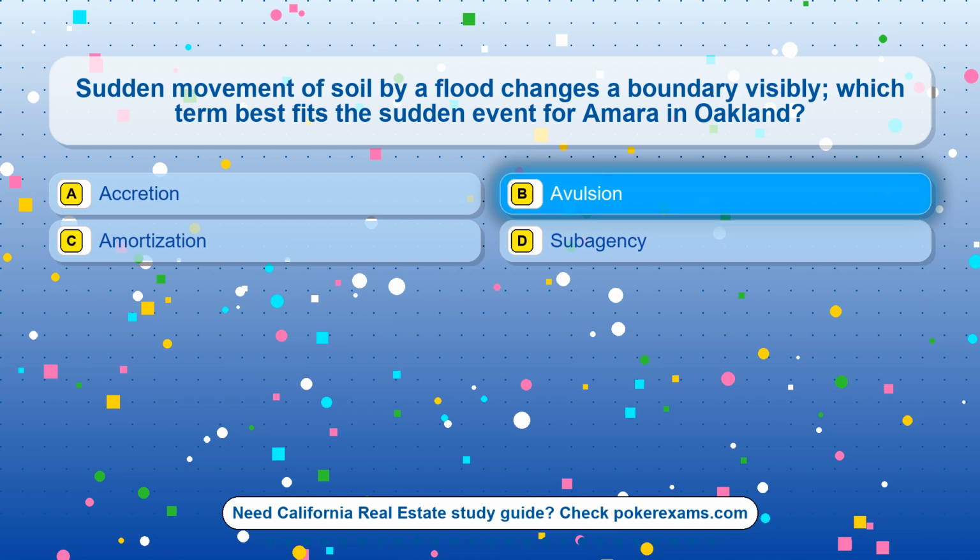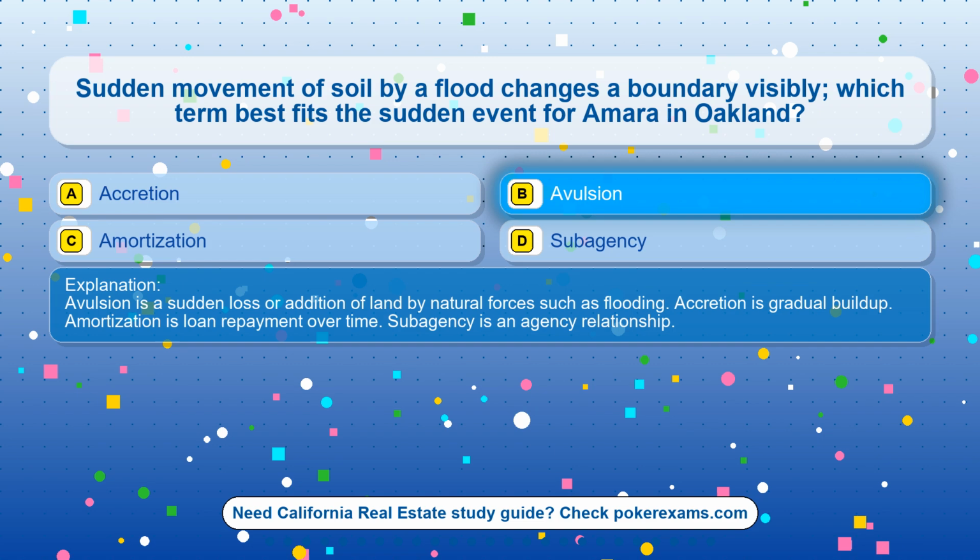The correct answer is option B. Avulsion. Avulsion is a sudden loss or addition of land by natural forces such as flooding. Accretion is gradual buildup. Amortization is loan repayment over time. Supervising is an agency relationship.